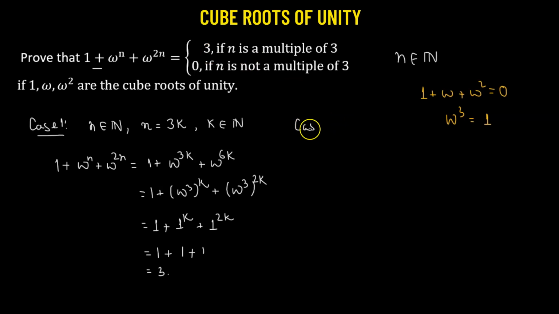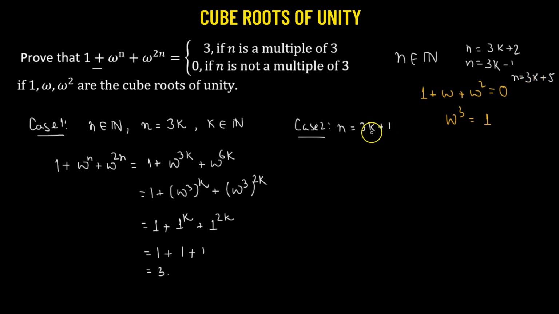Then we'll take case number 2. Here, n is not a multiple of 3. Since n is not a multiple of 3, we can take n to be equal to 3k plus 1. There are other possibilities as well. For example, we can take n to be equal to 3k plus 2, then n equal to 3k minus 1, or n equal to 3k plus 5.